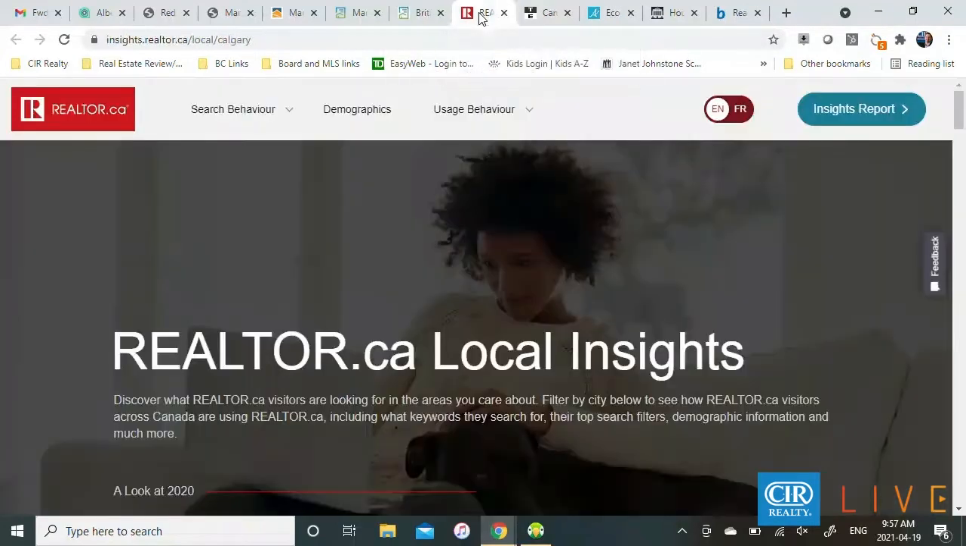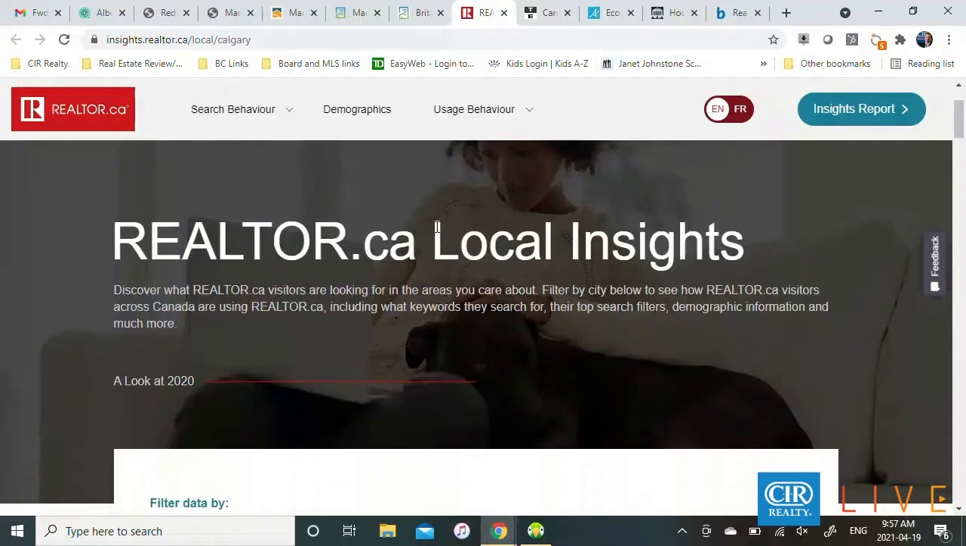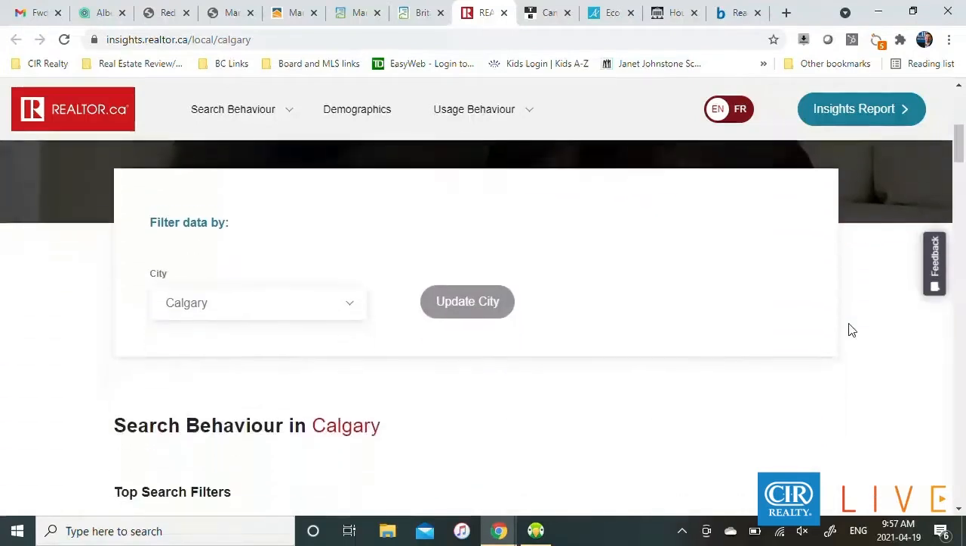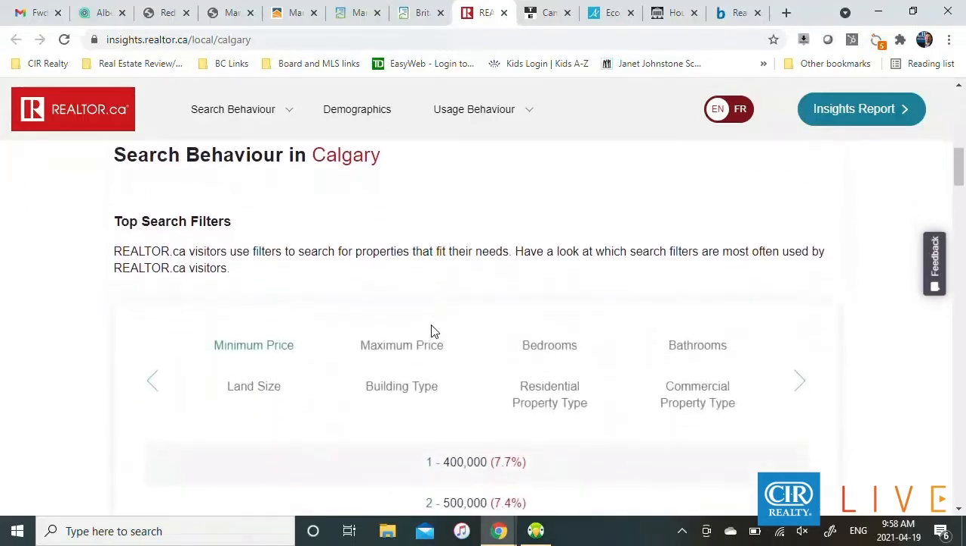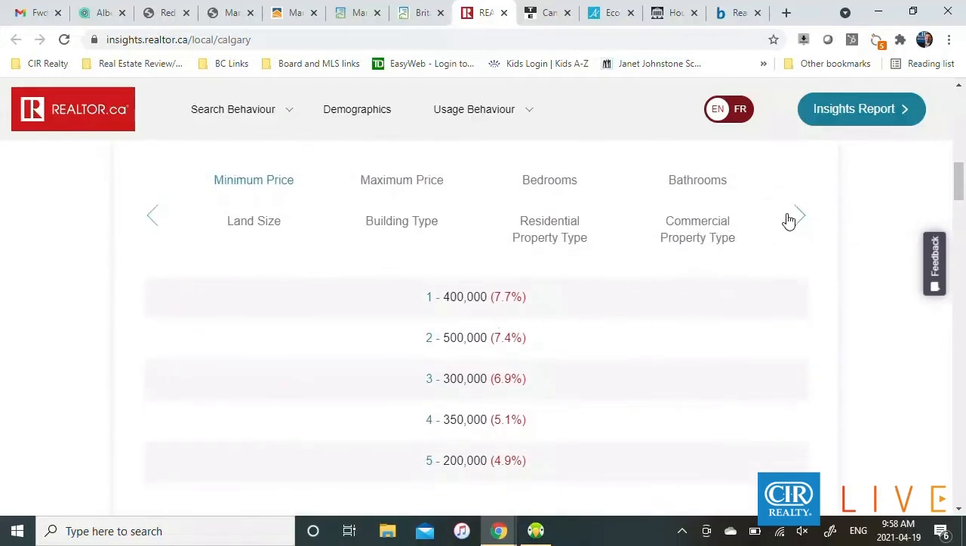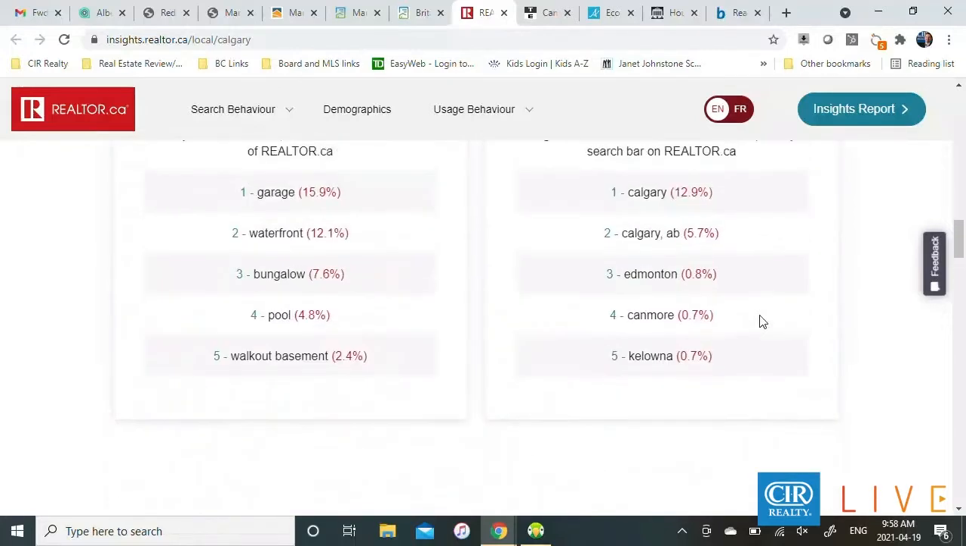Now, an interesting one when we're diving into Realtor.ca insights, and everybody should be getting an email that breaks this down, but you can actually pull up the local insights to determine where people are looking and what they're looking for. So let's use Calgary for an example, update the city, and then you can actually see the minimum price points that people are searching Realtor.ca for, the maximum sites, the number of bedrooms, the bathrooms, land size, building types. So detached homes carrying the bulk of the market, under 500,000 is the primary searches, residential properties, and then it gets into commercial.